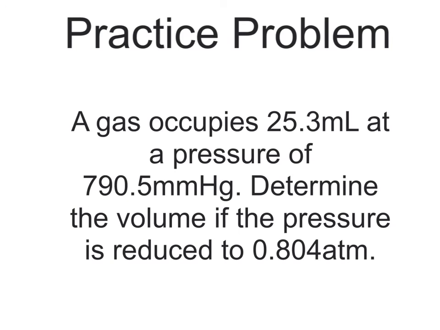Add this practice problem to your notes. A gas occupies 25.3 milliliters at a pressure of 790.5 millimeters of mercury. Determine the volume if the pressure is reduced to 0.804 atmospheres. Remember that you can submit your notes as either a paper copy or on Schoology, but please make sure you have all practice problems completed in your notes in order to receive full credit for this assignment.